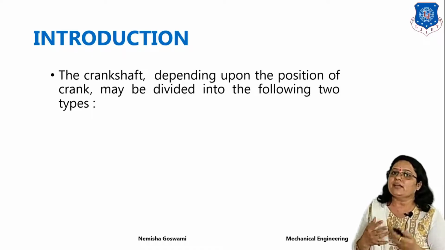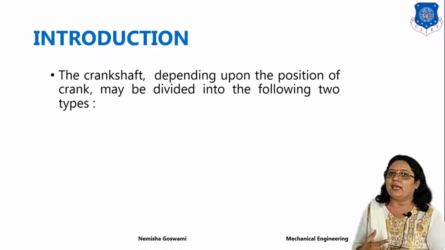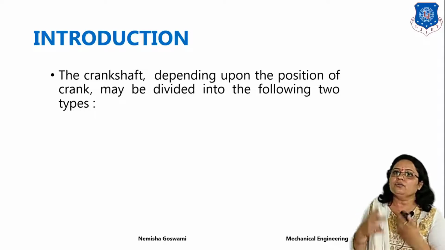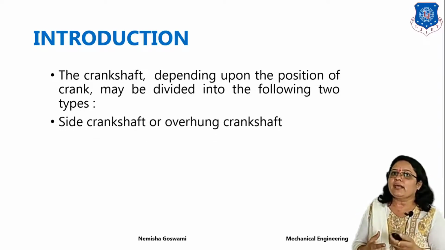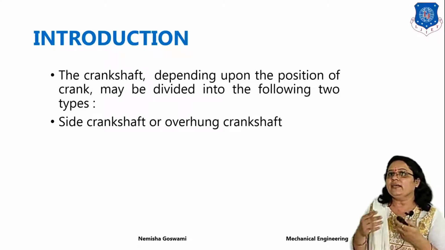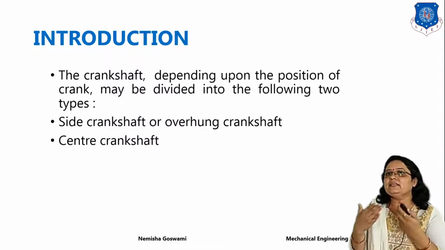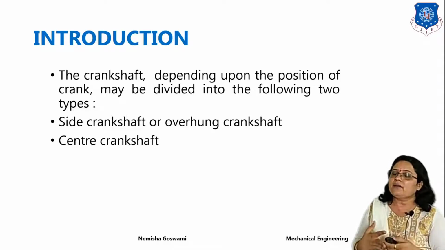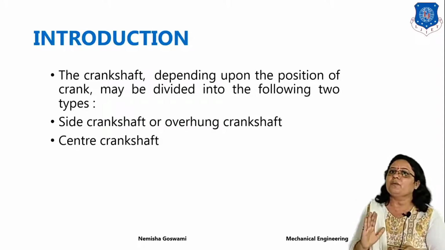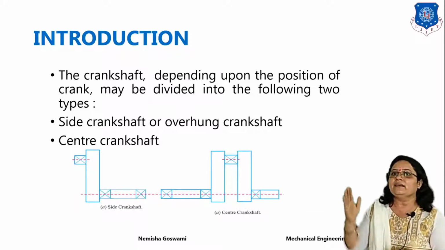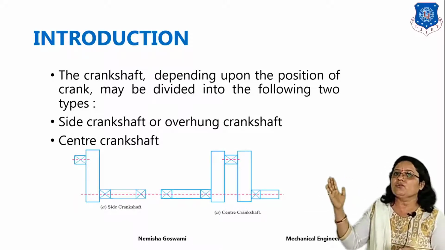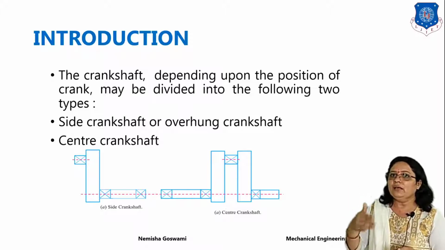Depending upon the position of the crank, the crankshaft may be divided into two categories. The first classification is the side crankshaft, also known as the overhung crankshaft, and the second one is the center crankshaft. These are defined by the position of the crank. You can see in this diagram the side crankshaft first and the center crankshaft second.